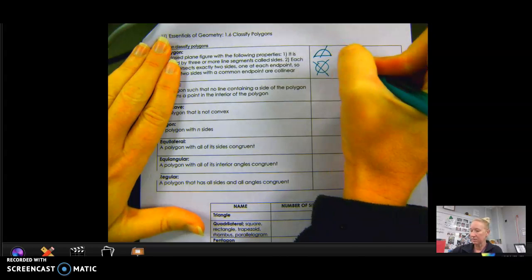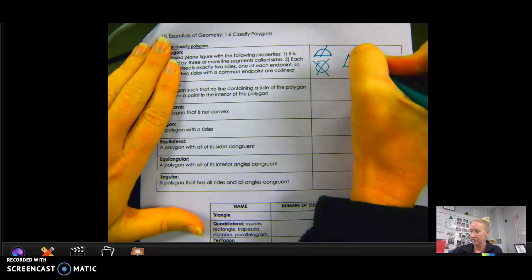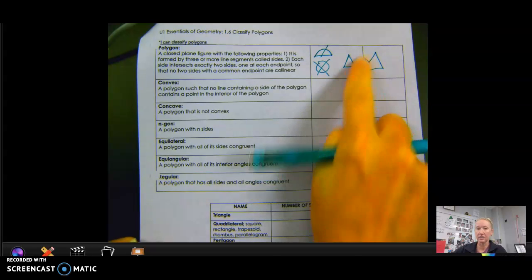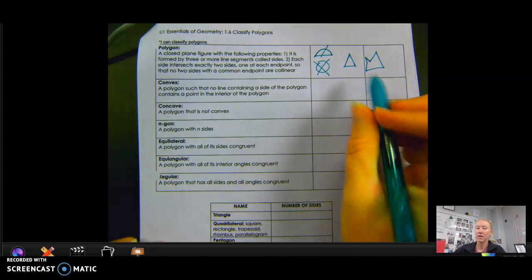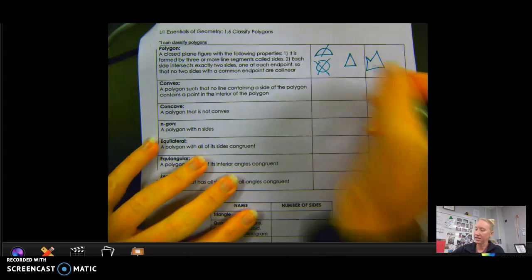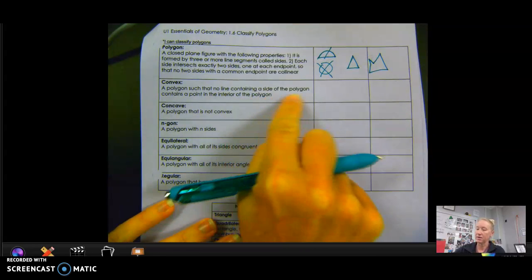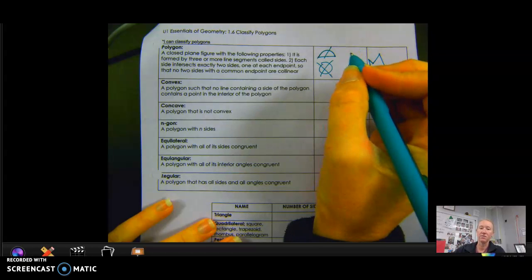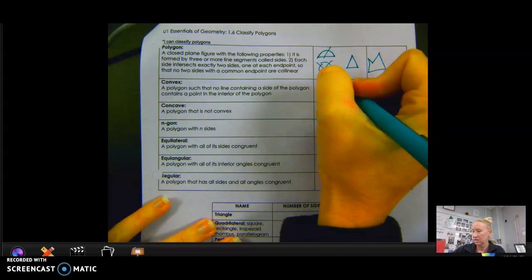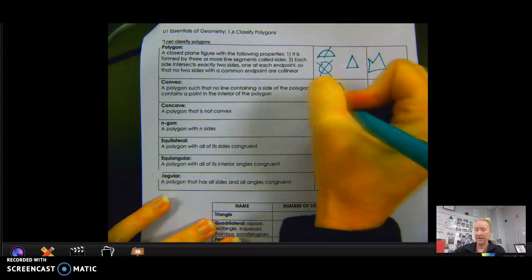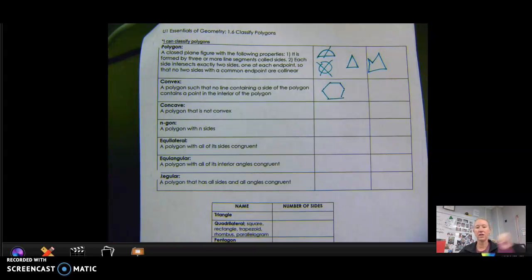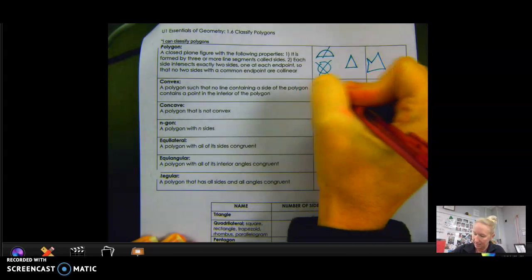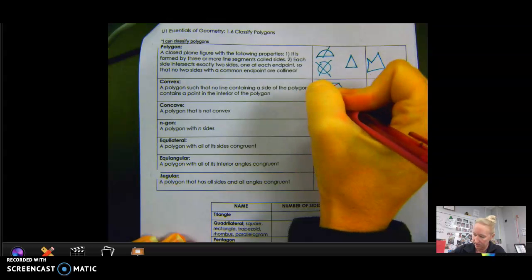So a triangle is a polygon. That's a polygon because it's all straight lines that connect. And then we have convex and concave polygons. Convex means no line containing a side of the polygon contains a point in the interior of the polygon. So concave and convex. Convex means it goes out, essentially. If I were to draw a diagonal in a convex polygon, all the diagonals would always be inside the figure. Okay?